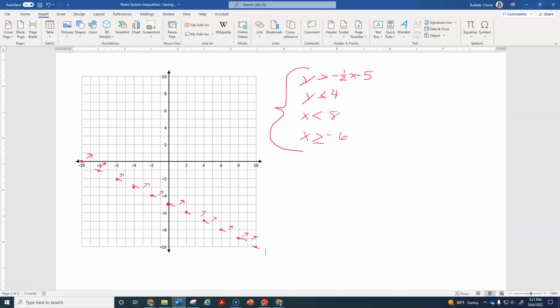The y right here means that I'm going to cross the y-axis. This is telling me I'm going to cross the y-axis at 4. So I go to 4 and put a dot. This line is going to be solid because of the bar, and the less than means I'm going to shade below. So I'm going to be shading down from this one, all the way across.